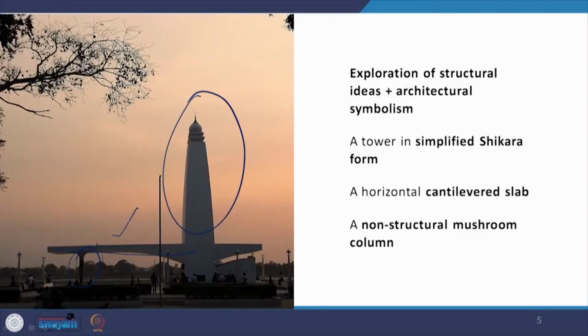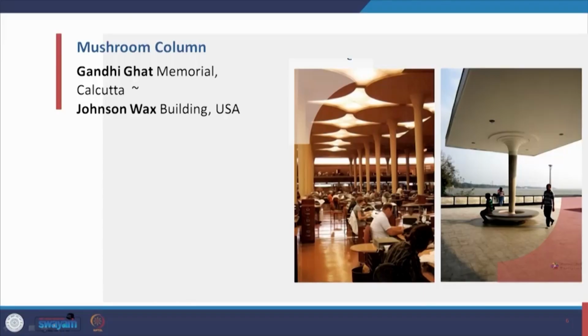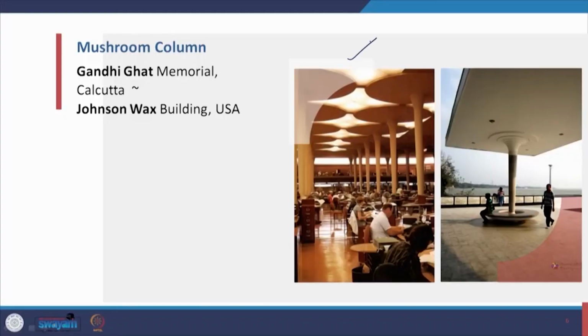So in a sense, if you look at it, the form is very much in relation to the Indian temple form, and the mushroom column, if we try to connect it, had appeared in the Johnson Wax building by Frank Lloyd Wright in the United States in the 1940s, I believe 1948, and we see the same mushroom column appearing in this Gandhi Smarak building by Habib Rahman.